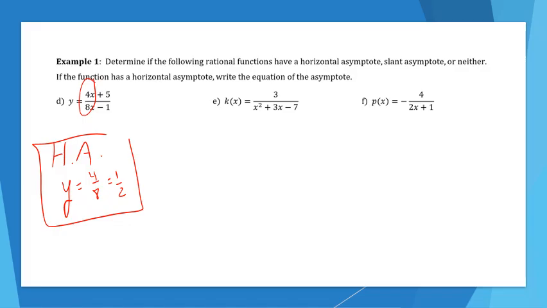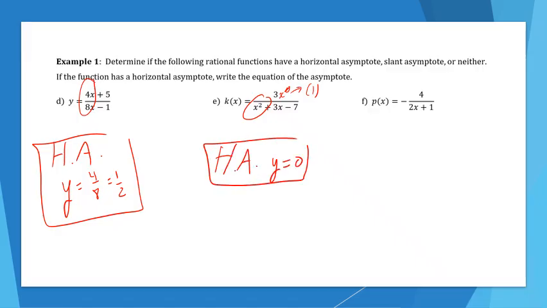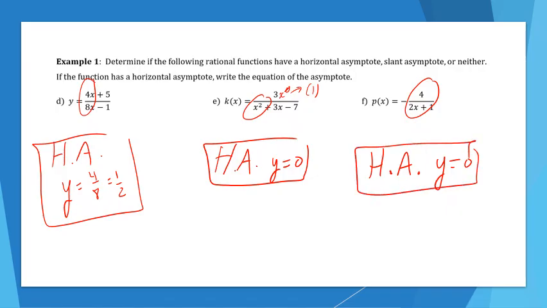Taking a look at E, this is going to be a bottom heavy function. Obviously the degree in the numerator is going to be 0, right? This is the same as 3x to the power of 0 because anything to the 0th power is 1. So this should be bottom heavy. So there will be a horizontal asymptote. It's just at y equals 0. Same thing for F. This will also be bottom heavy. So there will be a horizontal asymptote, and at y equals 0 should be our answer there.